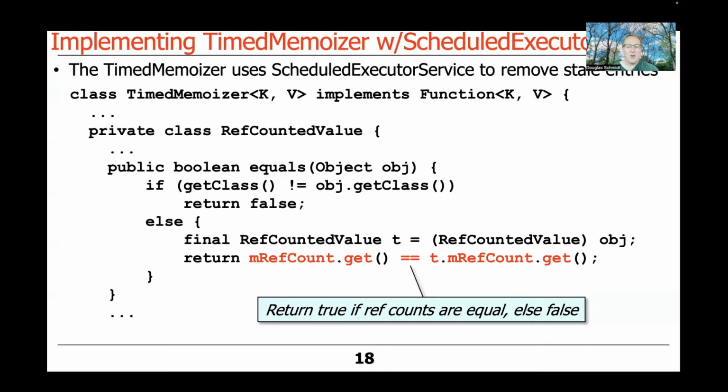And if they're equal, then that means that something is stale. If they are not equal, it means that someone has accessed the reference count and it has been incremented by 1 or more, and therefore it's not stale. And we'll see how that gets used in just a moment.